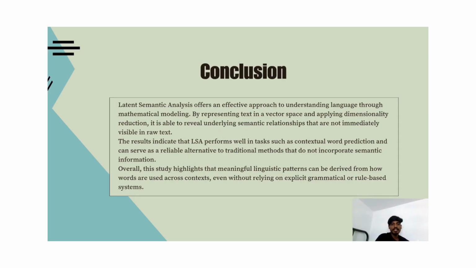So, in conclusion, latent semantic analysis provides a powerful and elegant approach to understanding language using mathematical techniques. By representing text in a vector space and applying dimensionality reduction, it is able to uncover hidden semantic relationships that are not immediately apparent in raw text. The results presented in the paper clearly show that LSA is effective for contextual word prediction. It consistently improves accuracy over baseline methods by utilizing contextual information and capturing patterns of word use.